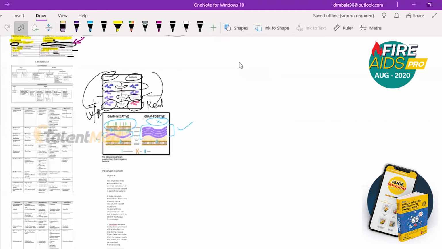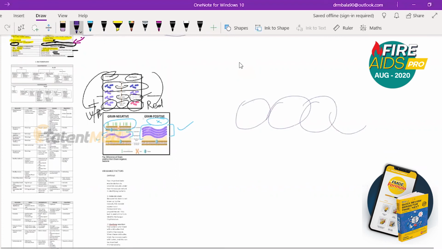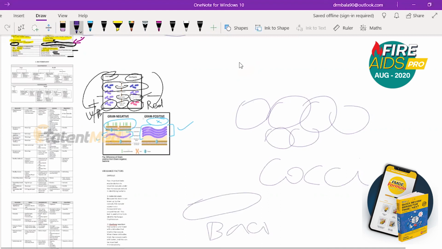So then comes, based on the shape, the bacteria could be round in shape, that is cocci, or it can be rod shape, that is bacilli, or it can be spiral shape, that is spirochete. So basically these 3 points you need to know: cocci, bacilli, spirochete. If you know these 3, that should be fine.